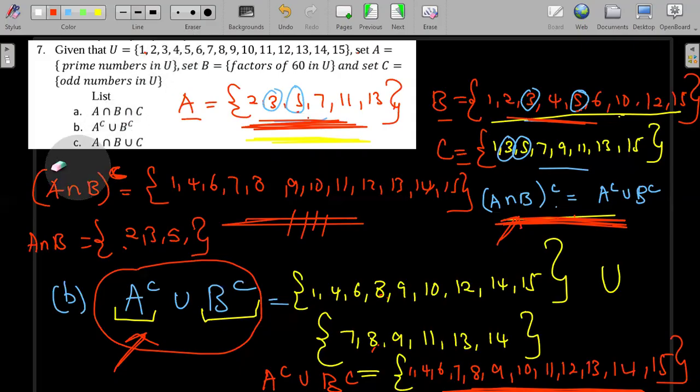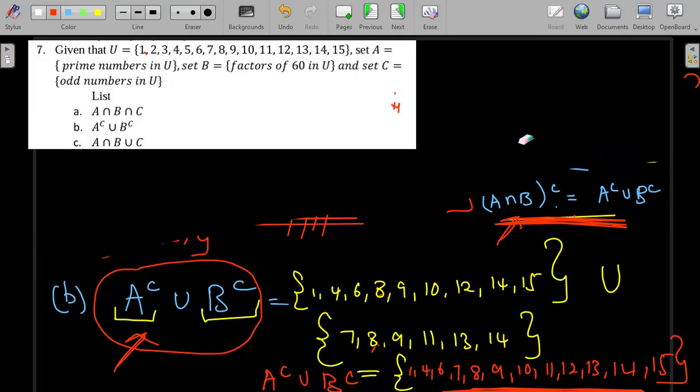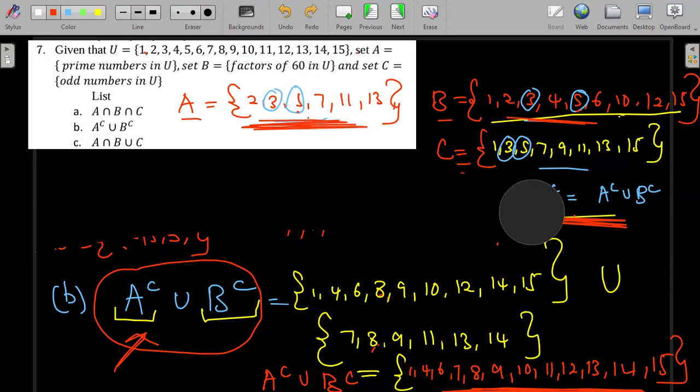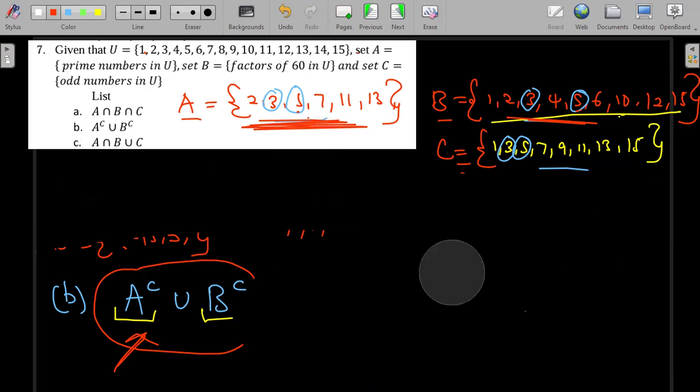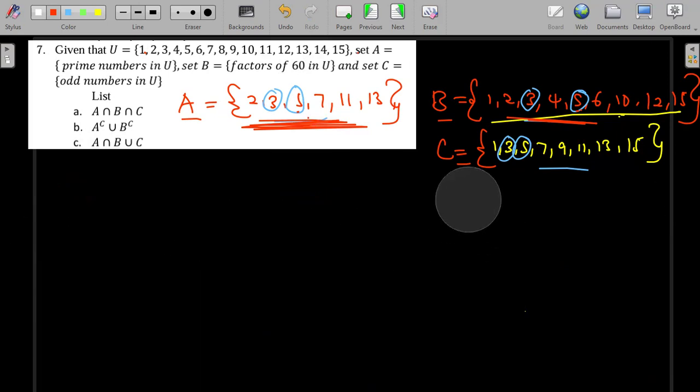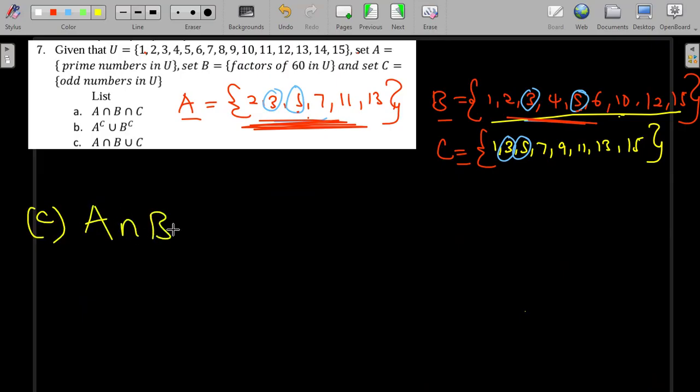Okay, so let's look at the last one there. Oh, I've erased the sets. The last one is just the union, which is very simple, right? So for C, we are told to find A intersection B and then union C. We can group this into two parts. First of all, we find the A intersection B, and then we find the A intersection B union C.